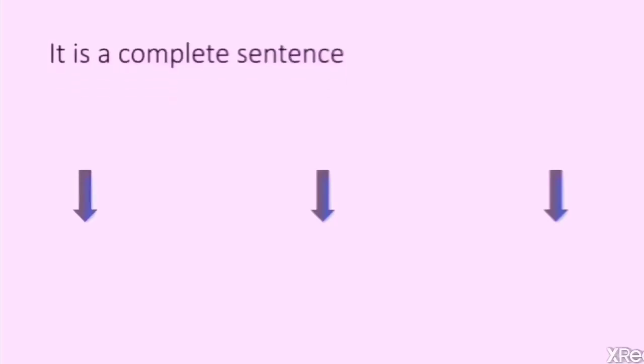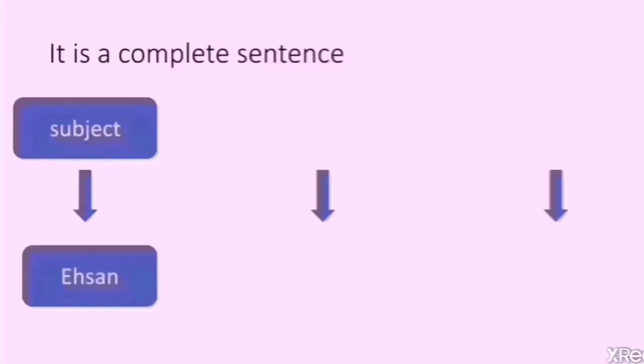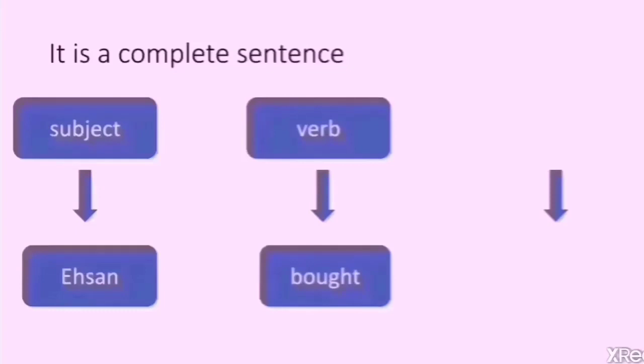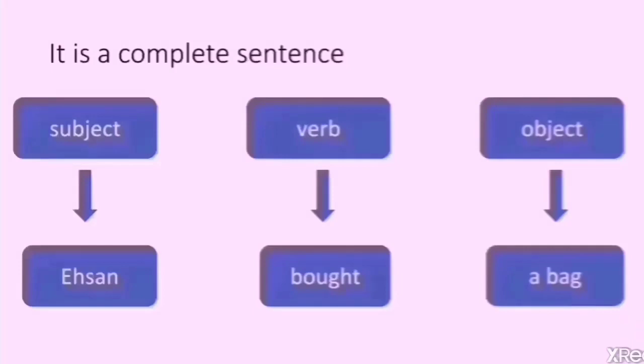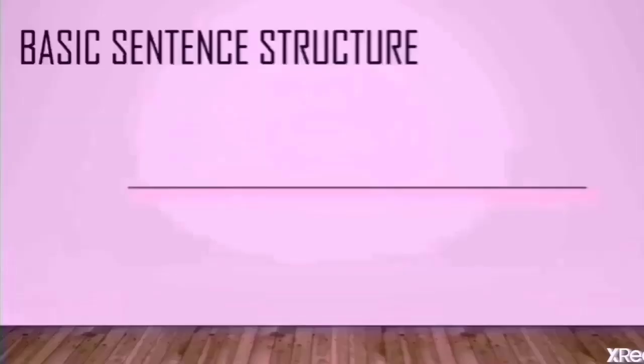It's a complete sentence. It has a subject, Ehsan, verb, bought, object, a bag. So it is a complete sentence. Now we are going to learn basic sentence structure. In basic sentence structure, we will learn about subject, verb, and object.